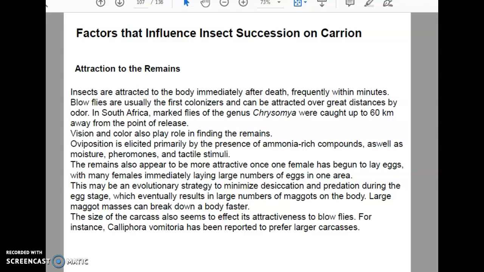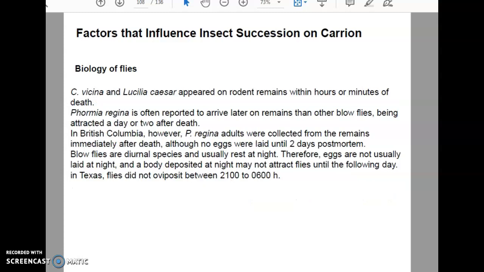This may be an evolutionary strategy to minimize desiccation and predation during the egg stage, which eventually results in large numbers of maggots in the body. And large maggot masses also can break down a body faster. The size of the carcass also seems to affect its attractiveness to blowflies. So larger carcasses tend to be better.